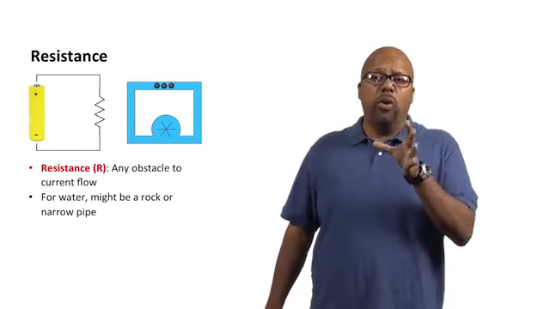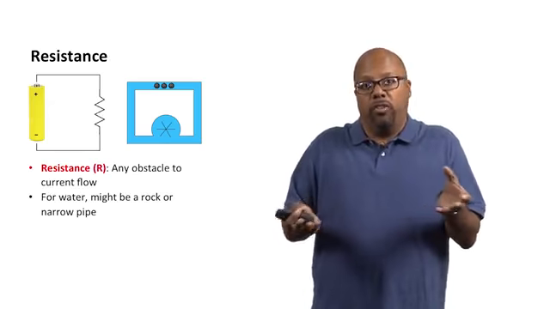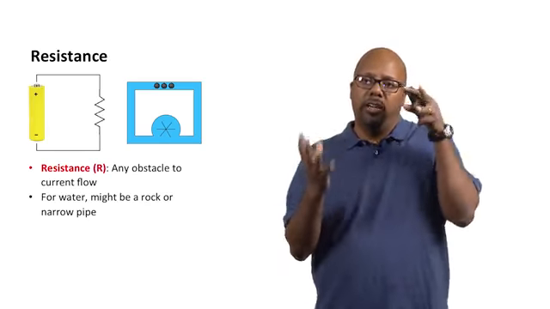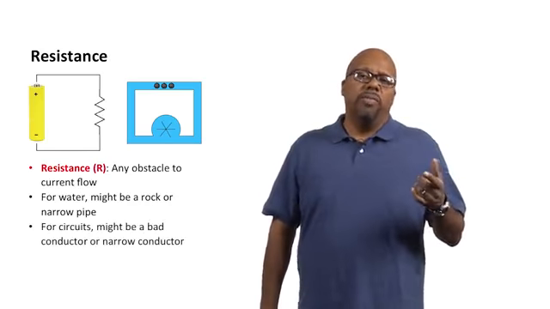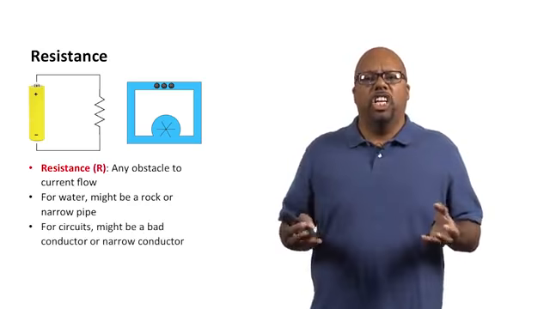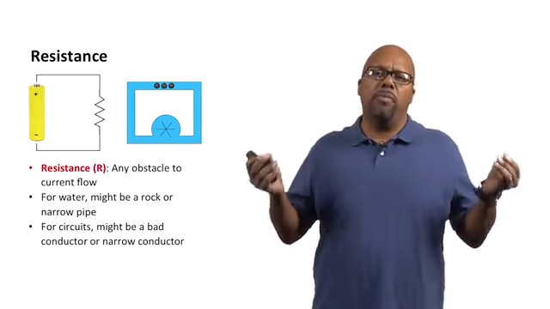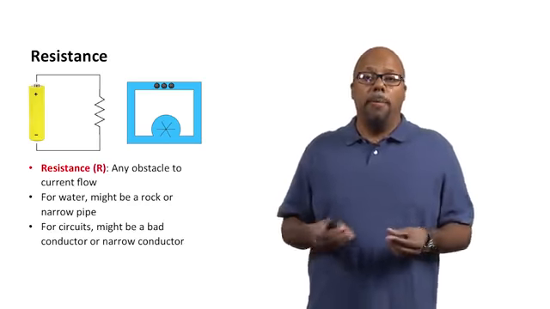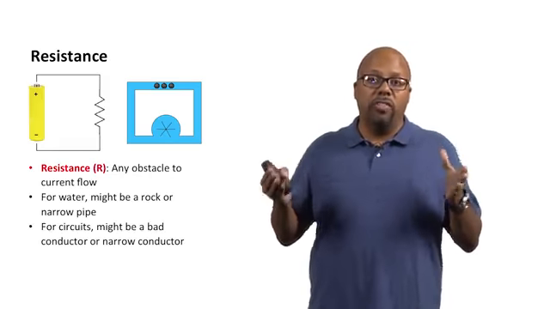Now for us, in an electrical circuit, for water, just a rock or a narrow pipe, if you make the pipe narrow, that adds resistance, right? It's harder to pump through a very narrow pipe as compared to a big wide pipe. So for water, that could be the case. For a circuit, it's basically a bad conductor, okay? A suboptimal conductor. So if you just have pure copper wire, there's very little resistance in there. It's very good for conducting. But if you use some other material that doesn't conduct as well, then it has a certain level of resistance.